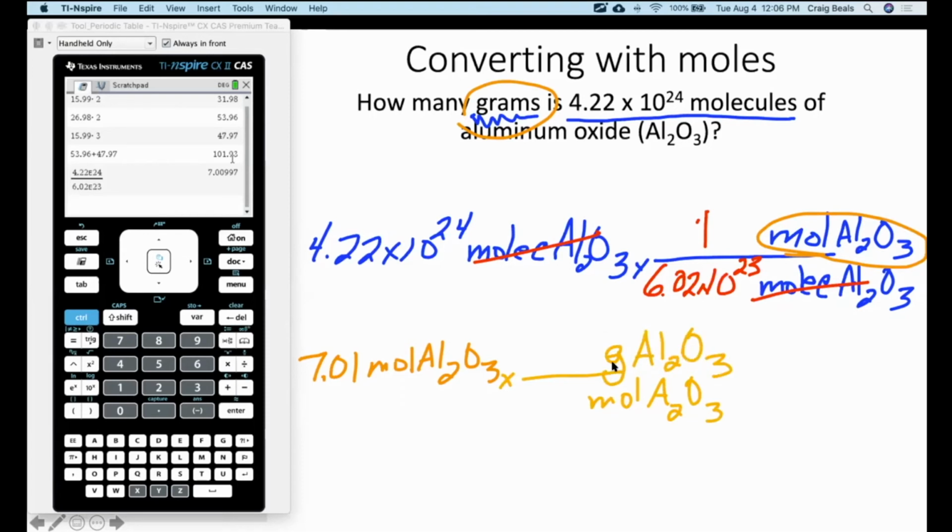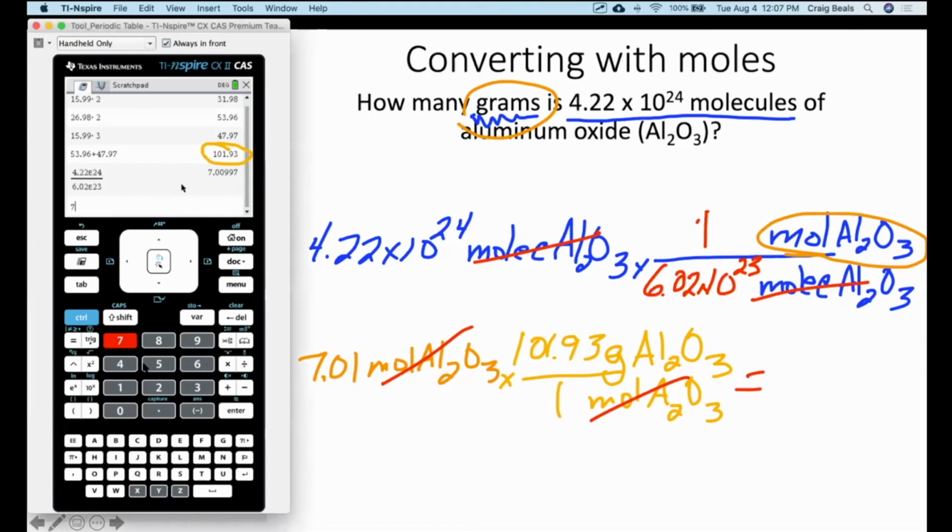Now I have moles and mass and moles and mass. Oh, that's the molar mass. Now we calculated the molar mass before. We said that 1 mole of Al2O3 was 101.93 grams. These will cancel. And all I need to do is type it into the calculator.